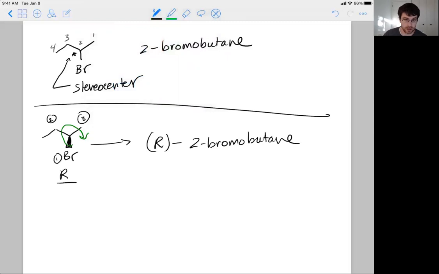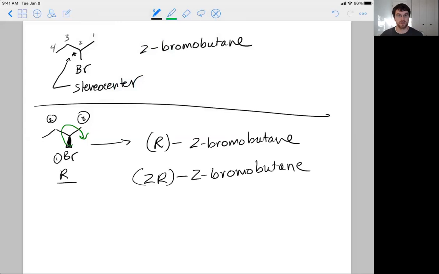2-bromobutane, and it's the R. So the R indicates the stereochemistry, in this case at the only stereocenter. If you wanted to be absolutely explicit, you could put 2 in front of the R, and that can be helpful for allowing you to see where the stereocenter is. So that's acceptable, at least in my playbook. Maybe some folks don't like the number if there's only one stereocenter, but it doesn't matter to me.